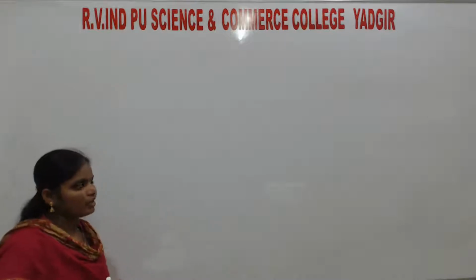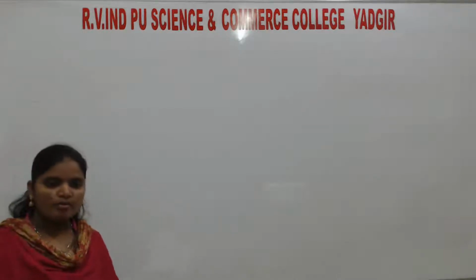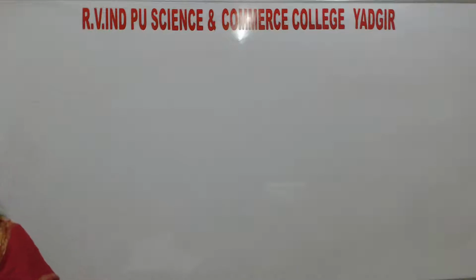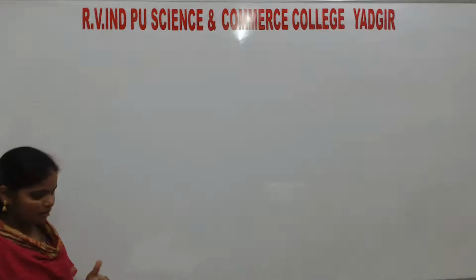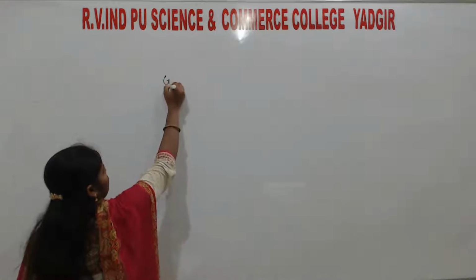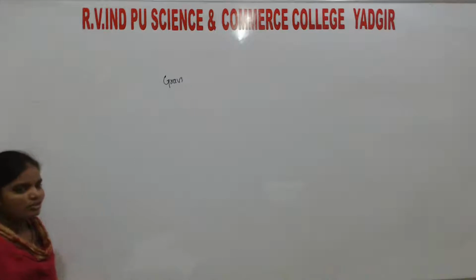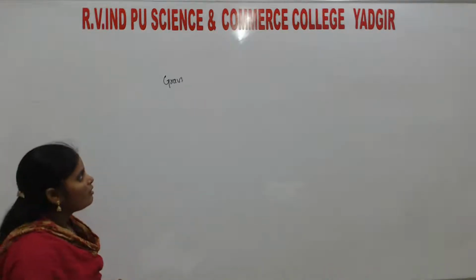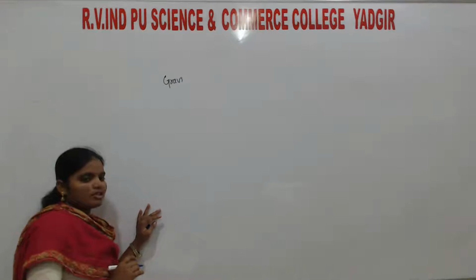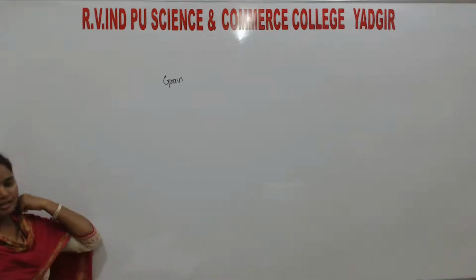In today's class, I am going to discuss the estimation of sulfate from ammonium sulfate solution using barium chloride. Here the unit is gravimetric analysis. The procedure is the same here, only the chemicals are different. In the last class, we discussed the gravimetric analysis of iron.